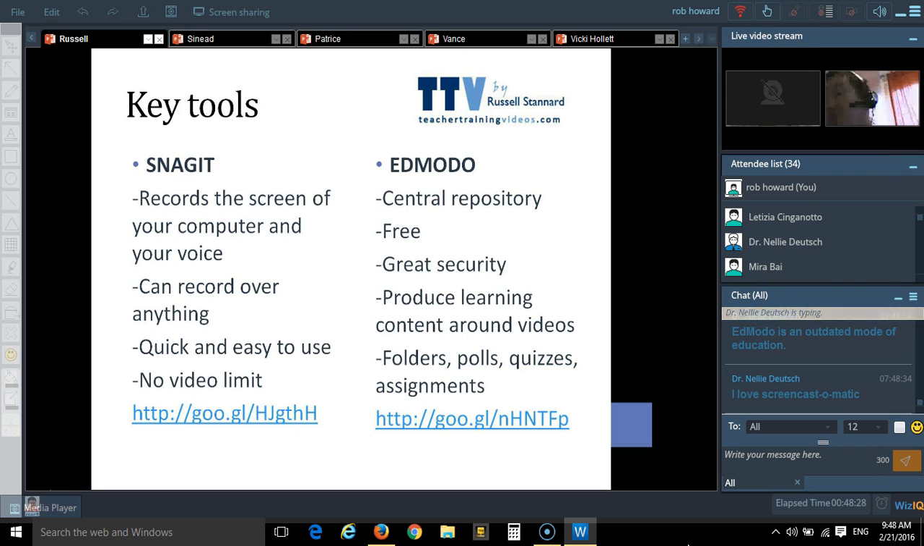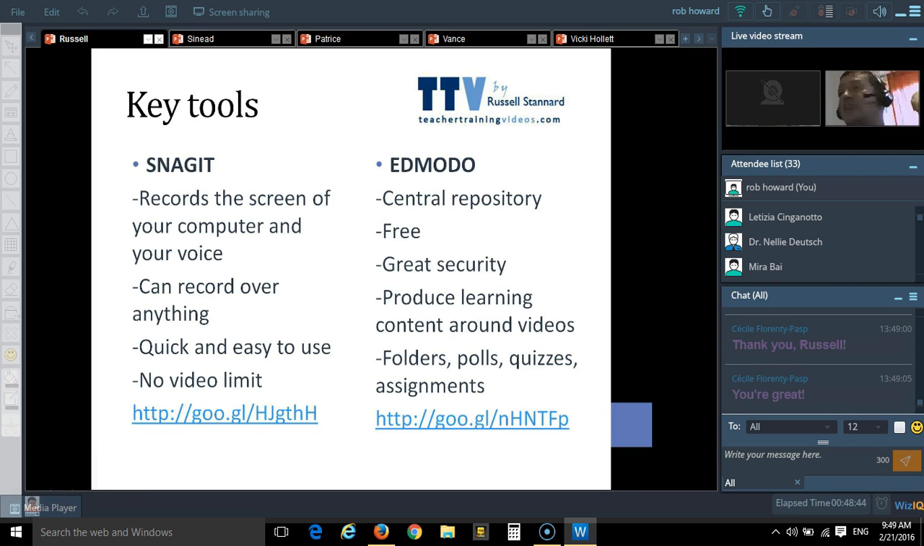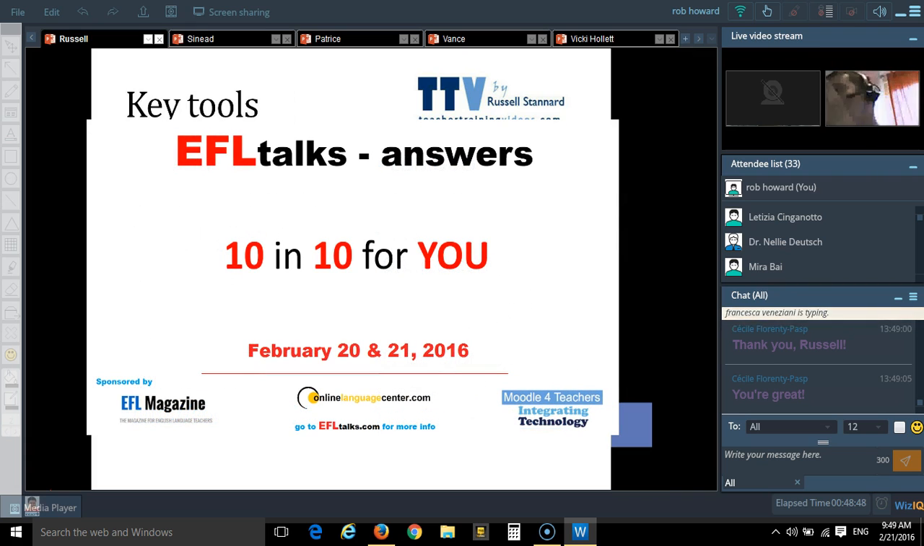So what I've done is I put two links there, and they both link to free training videos that show you how to use Snagit and free training videos that show you how to use Edmodo, that would get you started. Those would be great tools to get you flipping your classes. And that is my presentation, and hopefully that made a little bit of sense.